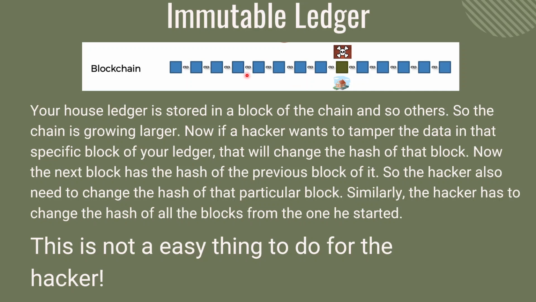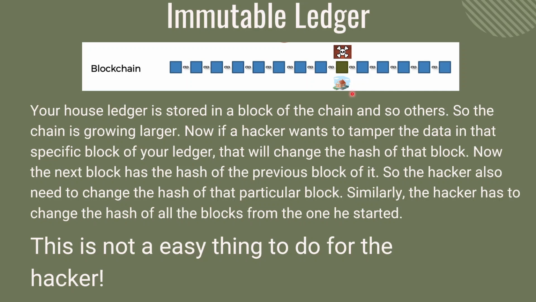Also this block as well, and this block as well, until the end of the blockchain. So if the hacker has to tamper with data from this first block, he has to change the hash value of all of the blocks. This is not so easy a thing to do in the blockchain world. This is written the same thing here. The hacker also needs to change the hash of that particular block. Similarly, the hacker has to change the hash of all blocks from the one he started. And this is not an easy thing to do for the hacker.